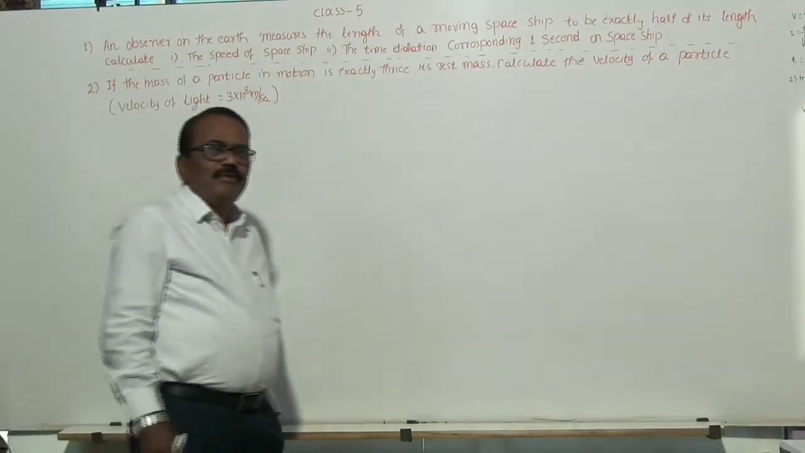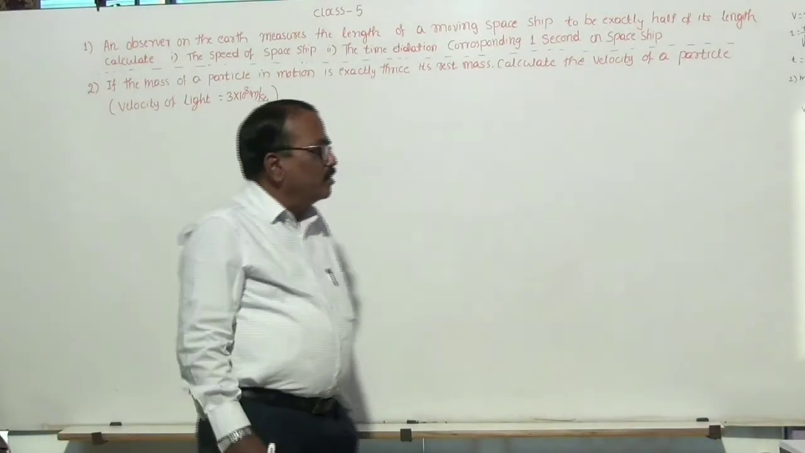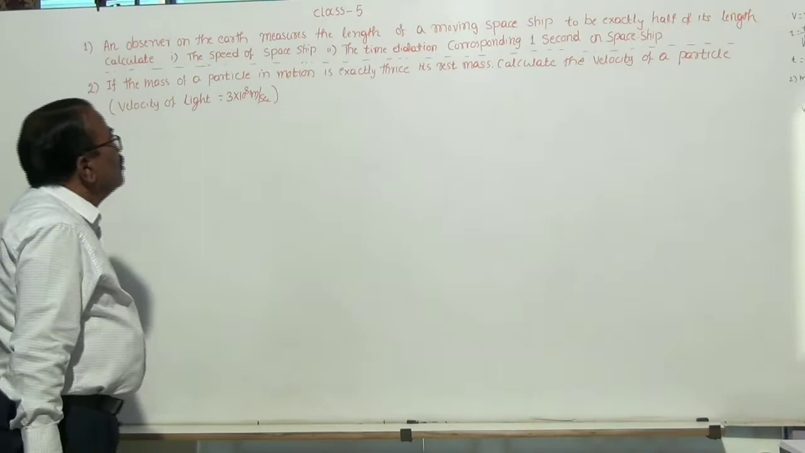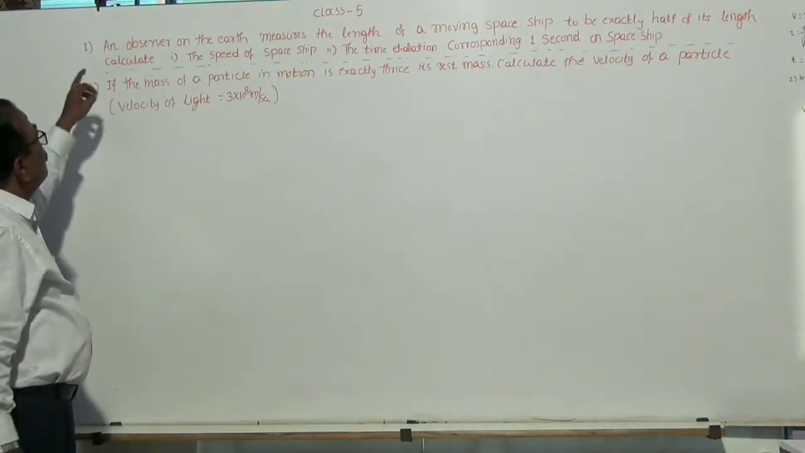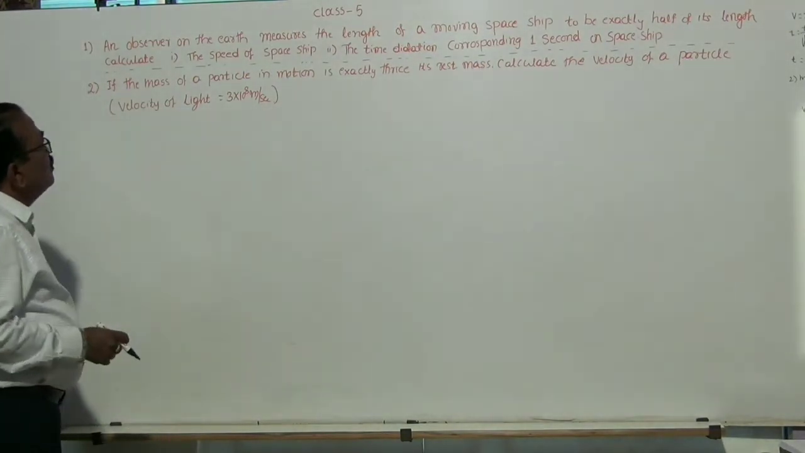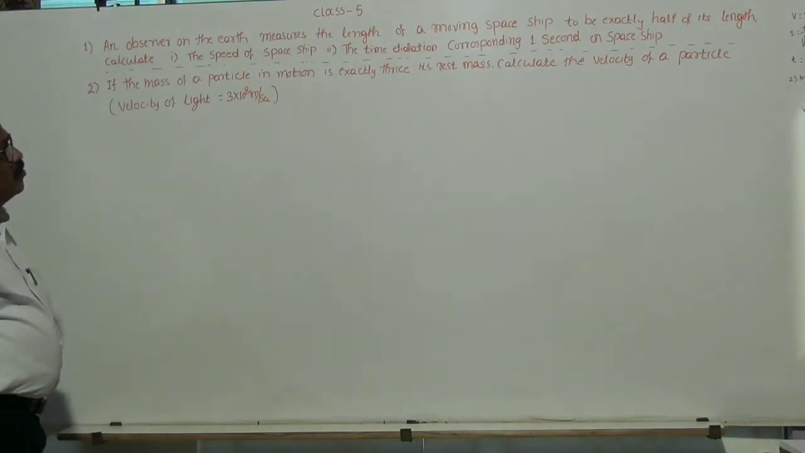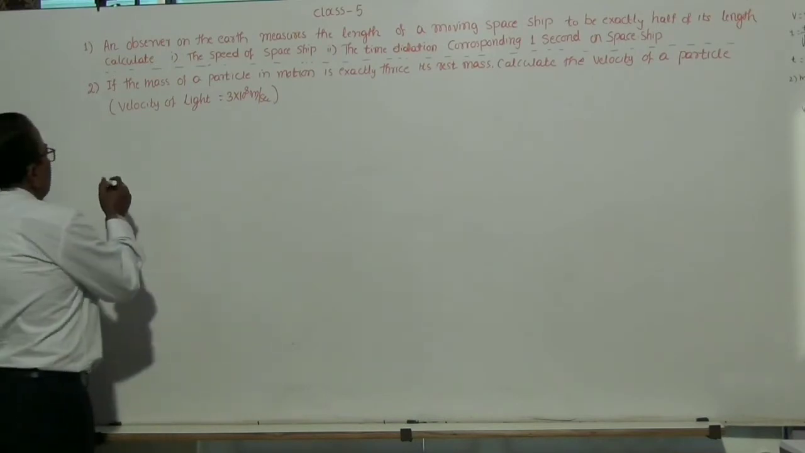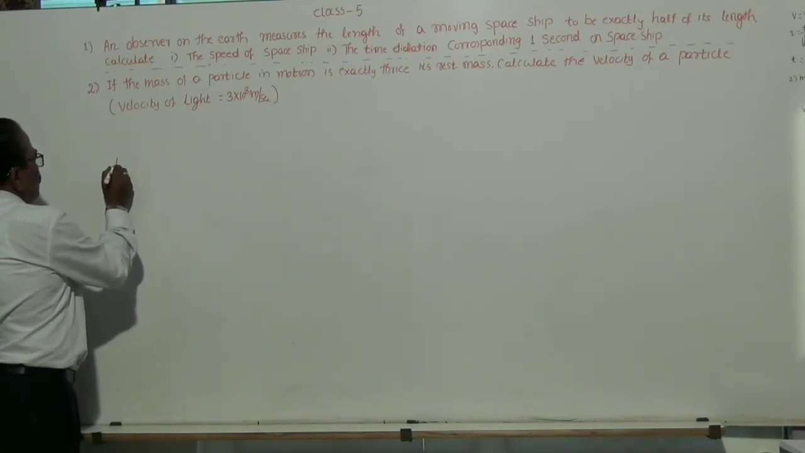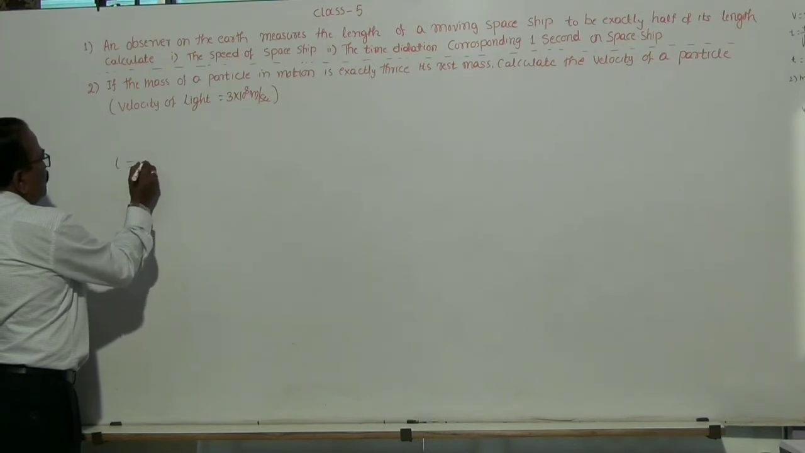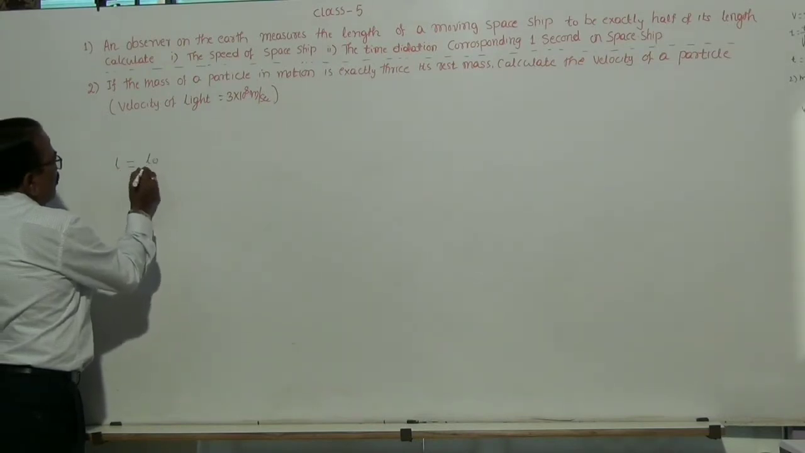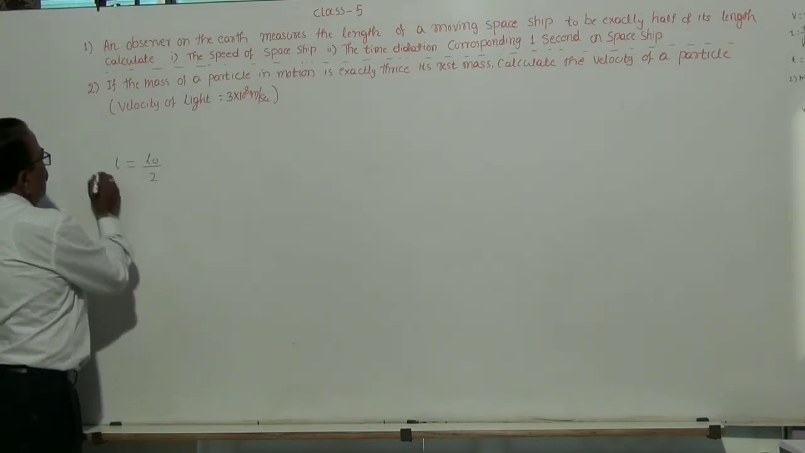Now let us solve some 5-mark examples. See, the first example is an observer on the earth measures the length of a moving spaceship to be exactly half of its length. That means L is equal to L naught divided by 2.